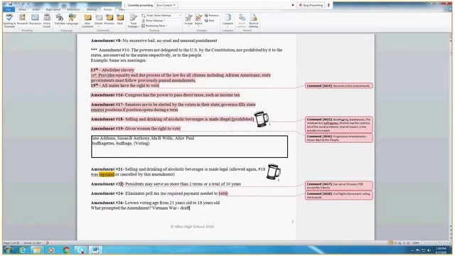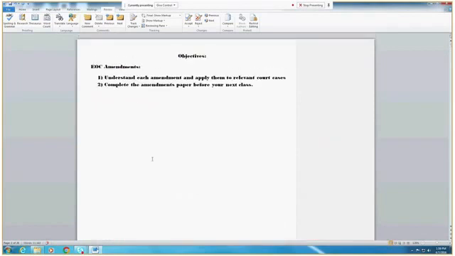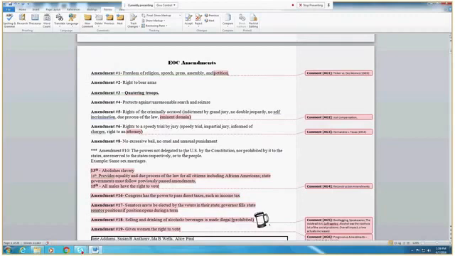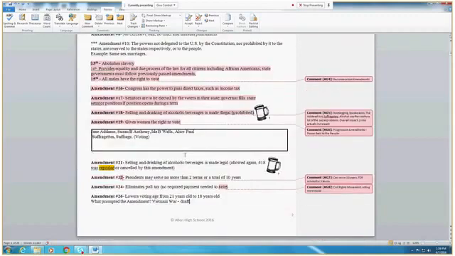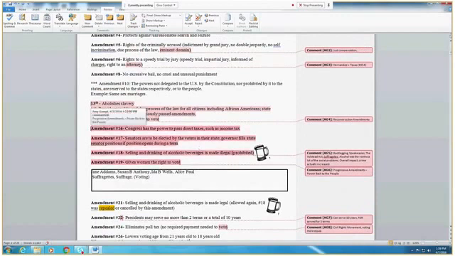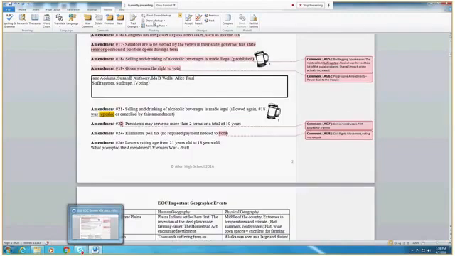So overall, looking at the court cases and also the amendments in today's video, our objectives were to understand each amendment, apply them to relevant court cases, and complete this paper. So if you go through here and you still have questions in terms of application or in terms of definition, what each of these mean, coming into class next time, you should come in prepared with questions about this and ready to move on.